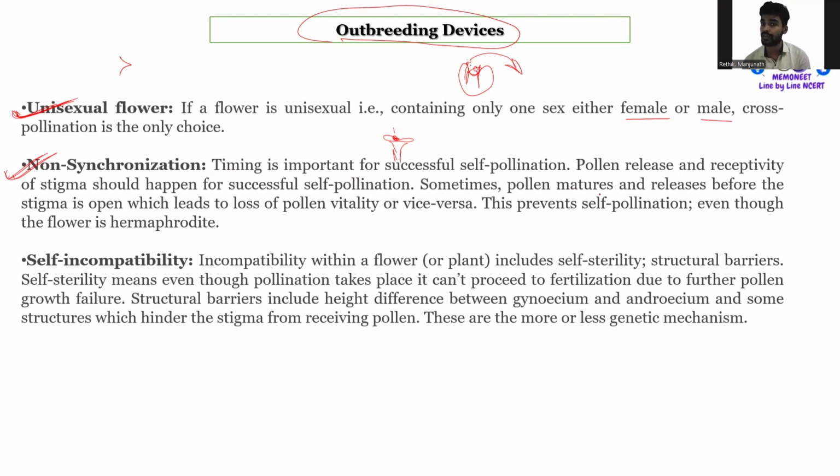If not, what happens if the pollen is matured and released before the stigma is open? The pollen grains get matured and the stigma is not matured or not open. Obviously this leads to the loss of pollen vitality, or vice versa. If the anther is matured, releases the pollen grains and the stigma is not open, or the stigma is matured but the anther is not matured, there is no chance of pollination happening. So this actually prevents self-pollination, as I have explained before.